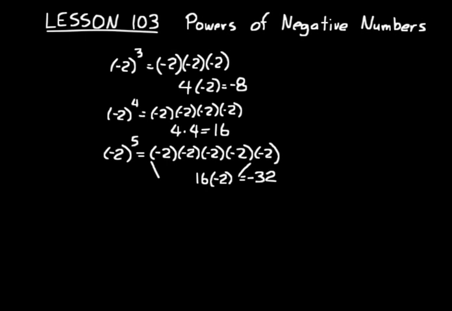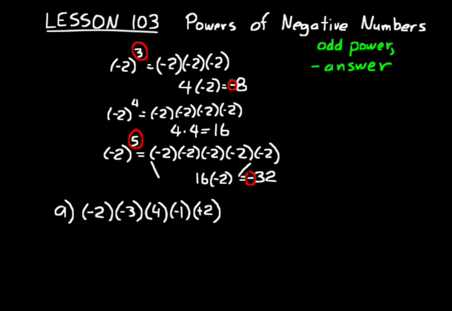Do you see the pattern that's happening here? When we have a power that's odd, our answer is negative. When we have a power that's even, we have a positive answer. So there's a little rule that you can remember when you're working with powers of negative numbers. If you have an odd power, the answer will be negative. Likewise, if you have an odd number of negatives that you're multiplying together, you'll get a negative answer. If you have an even number of negatives that you're multiplying together, you get a positive answer.